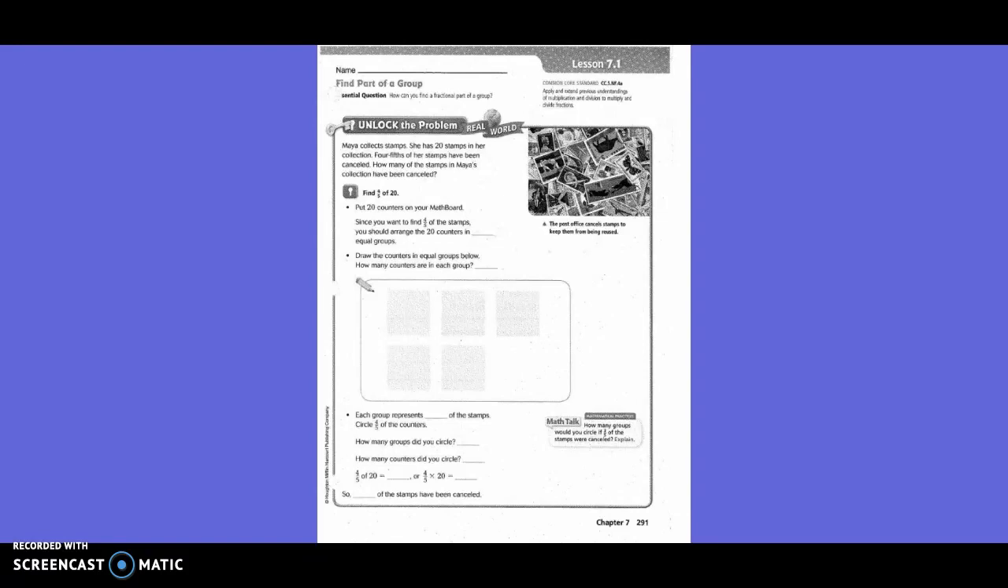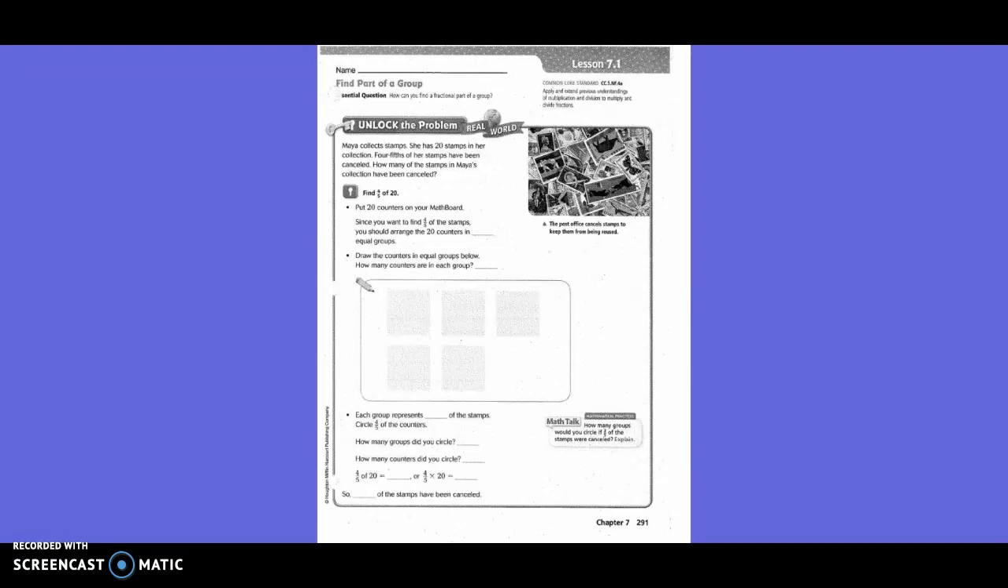Unlock the problem. Maya collects stamps. She has 20 stamps in her collection. 4/5 of her stamps have been canceled. How many of the stamps in Maya's collection have been canceled? Find 4/5 of 20. Put 20 counters on your math board.